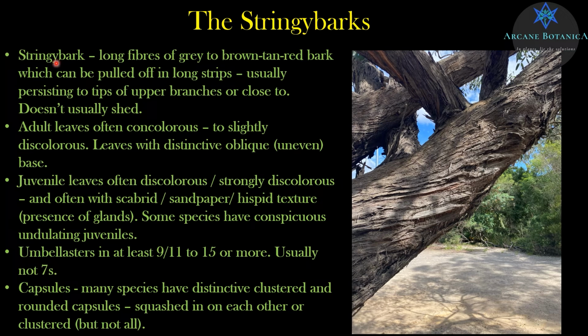So stringybark, we've got long fibres, described as grey to brown, tan, red bark, which you can pull off in these massive strips, these 1 metre, 2 metre strips. So that's what a stringybark is defined as. And the bark usually goes right up to the upper branches. So it's not a half bark. It goes right up to the branch tips in most cases, just persists right up there.